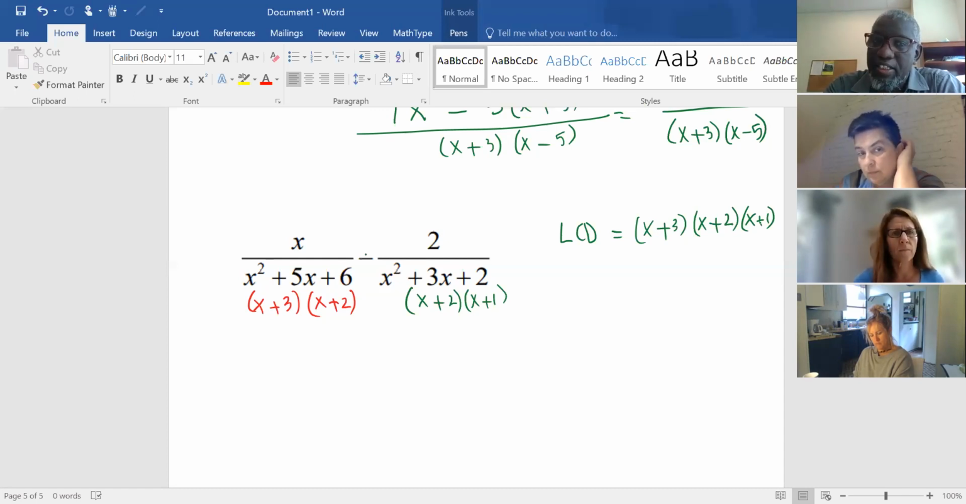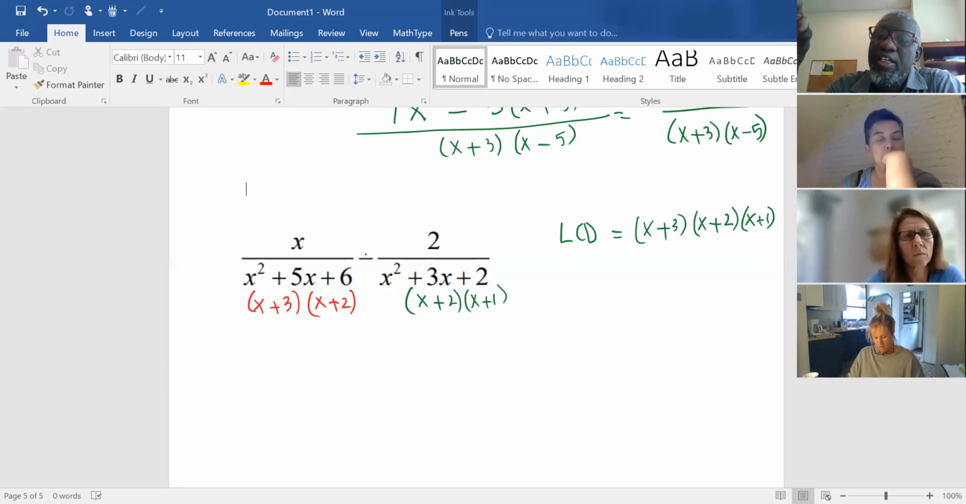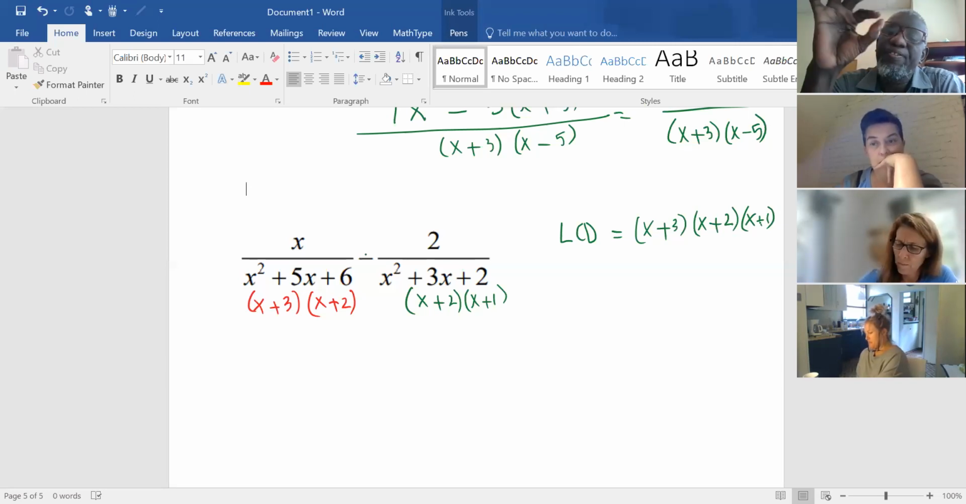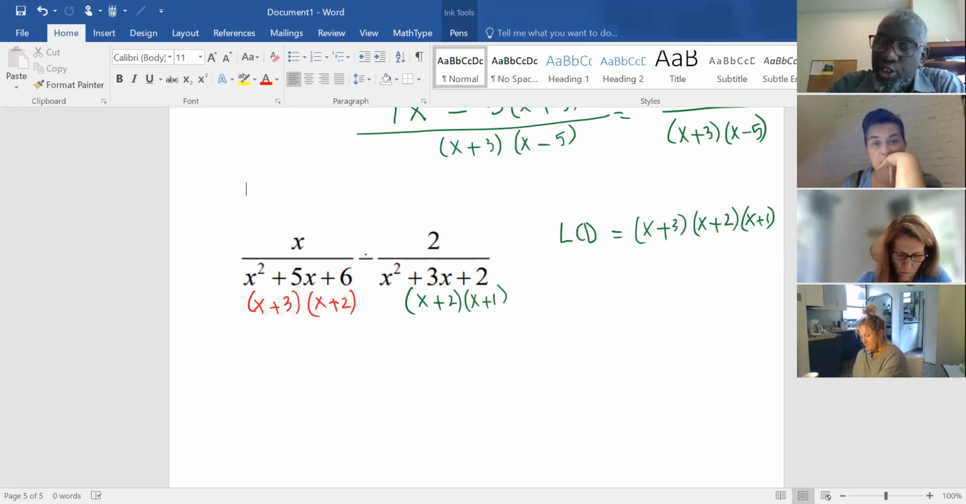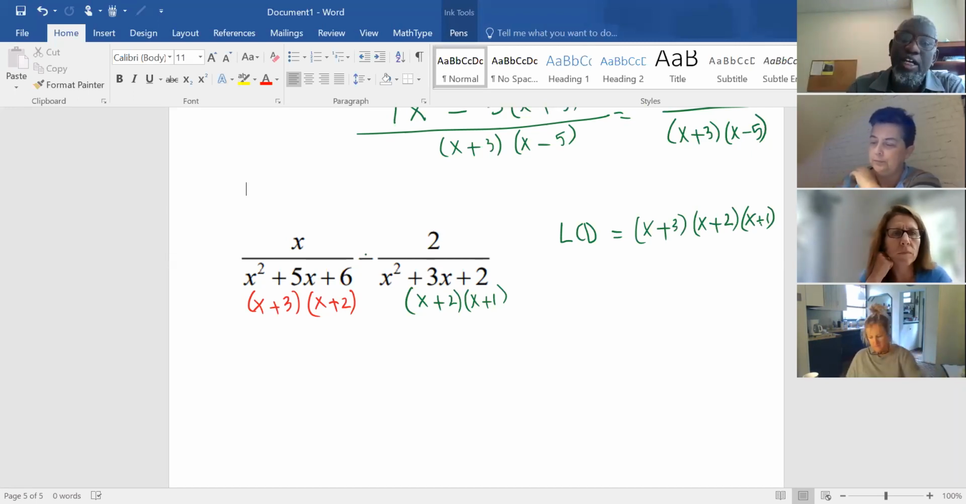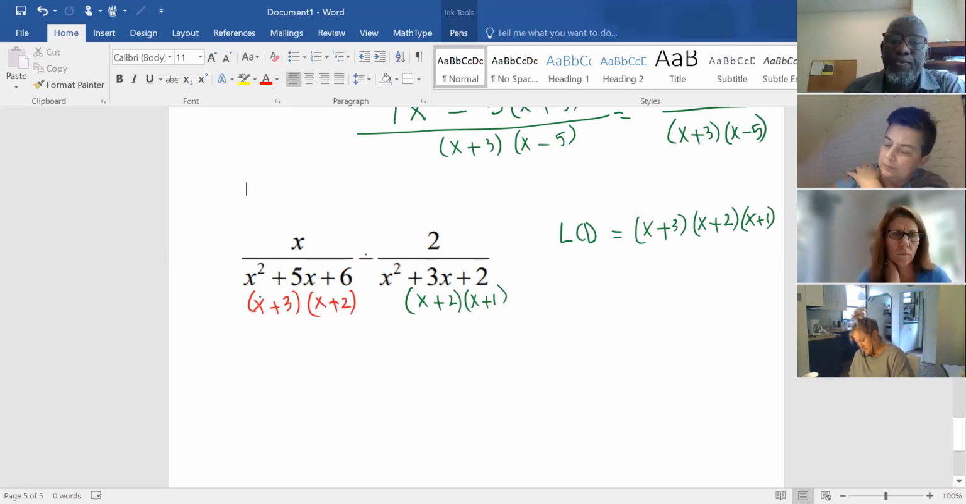So the LCD here is the first expression that includes everybody else, right? Each factor would be in the LCD one time, right? Each factor will be in the LCD. You see, x plus 3 is in the LCD. X plus 2 is in the LCD. X plus 1 is in the LCD, right? Thank you.